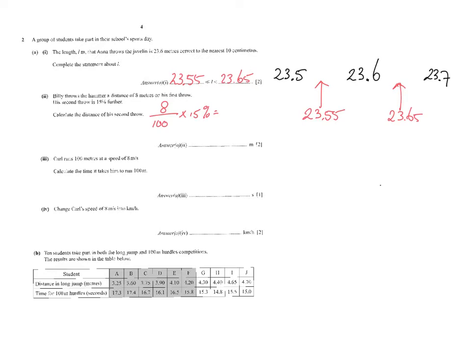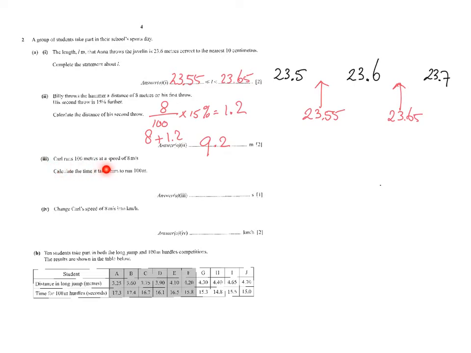8 divided by 100 equals, times 15. And that is 1.2. But that is further. So his new distance is going to be 8, his original length, plus 1.2. So the answer is 9.2 meters. And I said before, there are several ways of doing it. You could also do 8 times 1.15, and there are other ways of doing it.